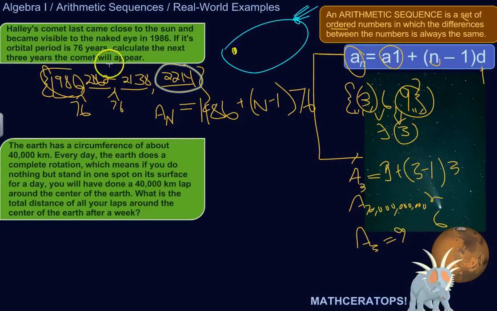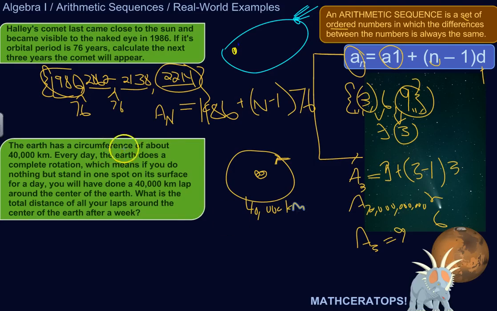The Earth has a circumference of about 40,000 kilometers. So, if we're looking down at the Earth and this is the equator, we're looking at the North Pole here, or the South Pole, whichever, you pick what direction you want to view this from. But the circumference, or the distance around the middle of the Earth, is 40,000 kilometers.